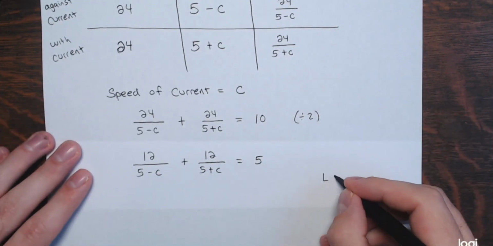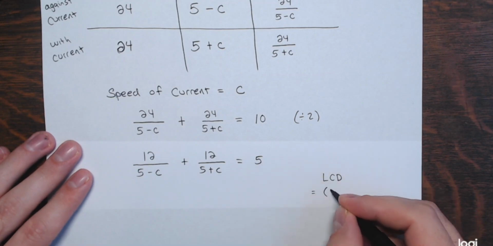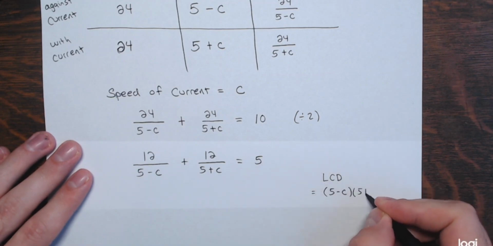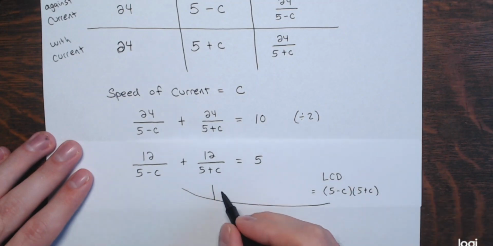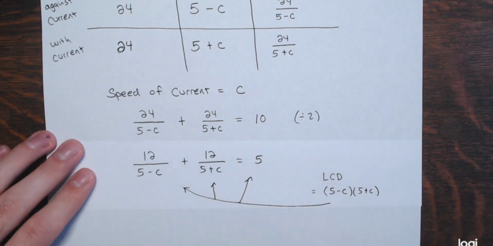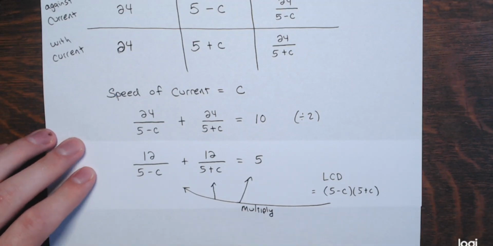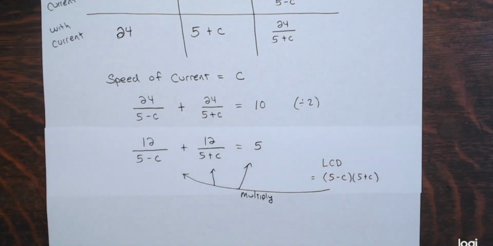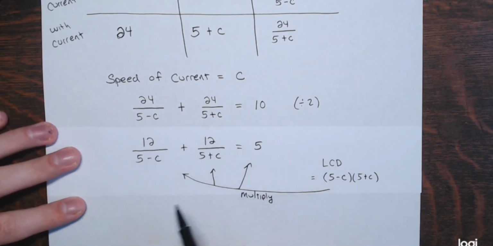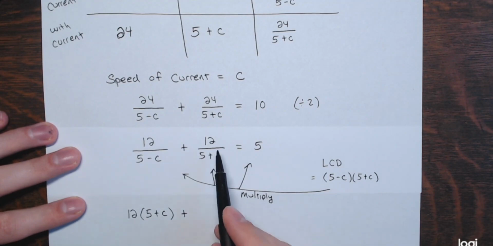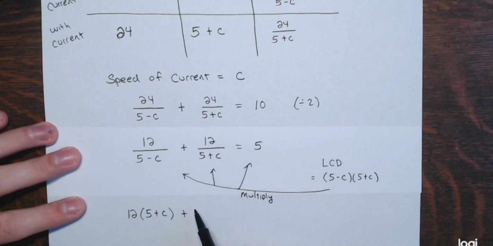The least common denominator is 5 minus C times 5 plus C, and I'm going to be multiplying every single term by the LCD. First term, the 5 minus C's would cancel. I'd have 12 times the quantity 5 plus C, plus the second term, the 5 plus C's would cancel, and I have 12 times the quantity 5 minus C. And then the other side we have 5 times the LCD.